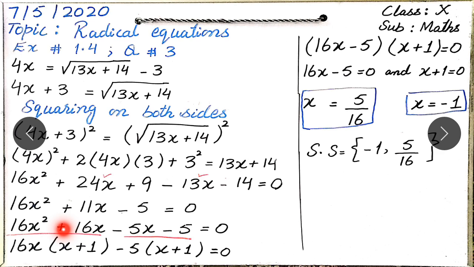Plus sign from here, and minus sign, plus minus will give you this minus. 16 is taken common here, minus 5 is taken common here, and the result is two values of x. 5 upon 16, 16 is being multiplied here.